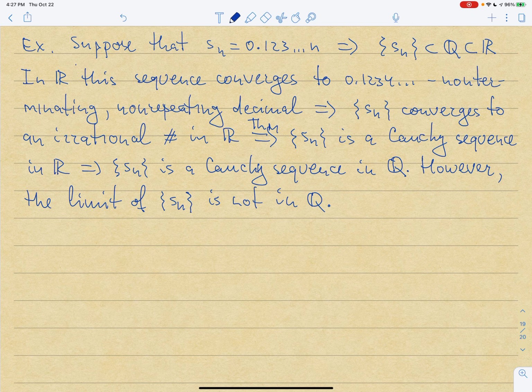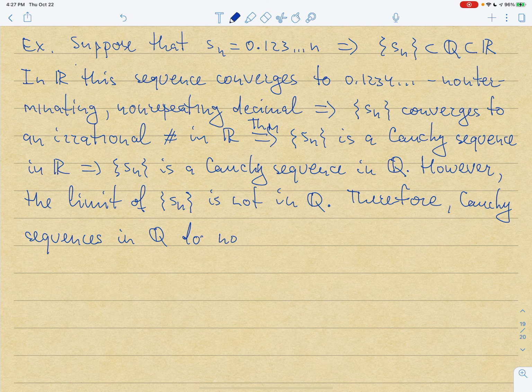So therefore, Cauchy sequences in Q do not have to be convergent in Q. All right, and so next time we're going to apply these theorems that we established today to some new situations.